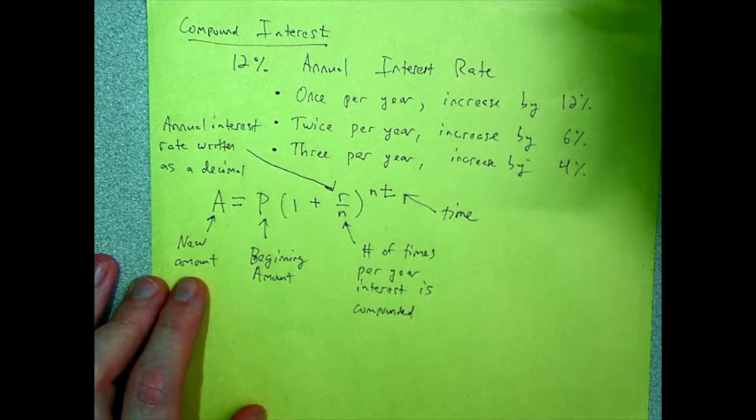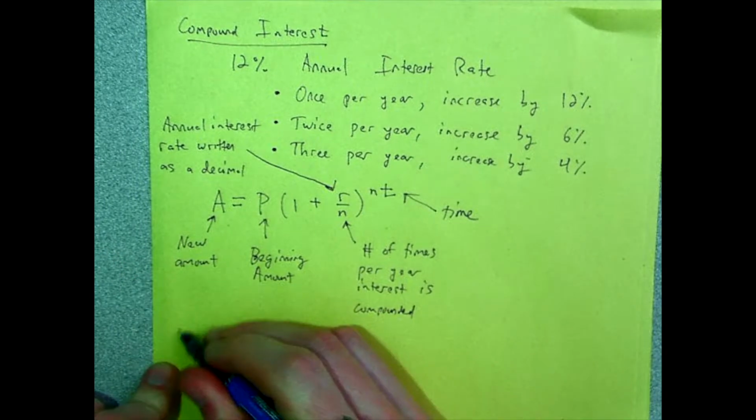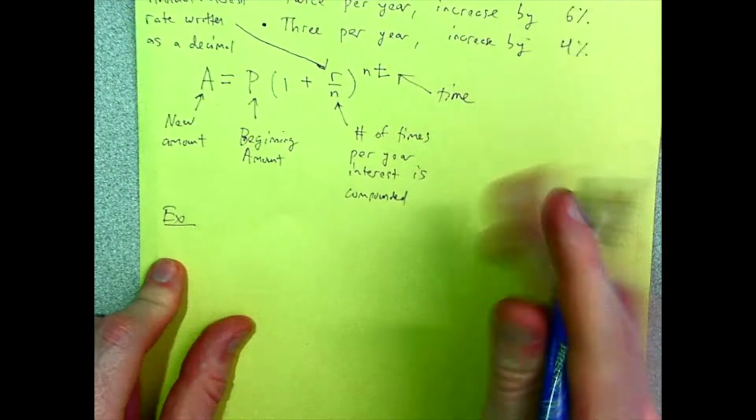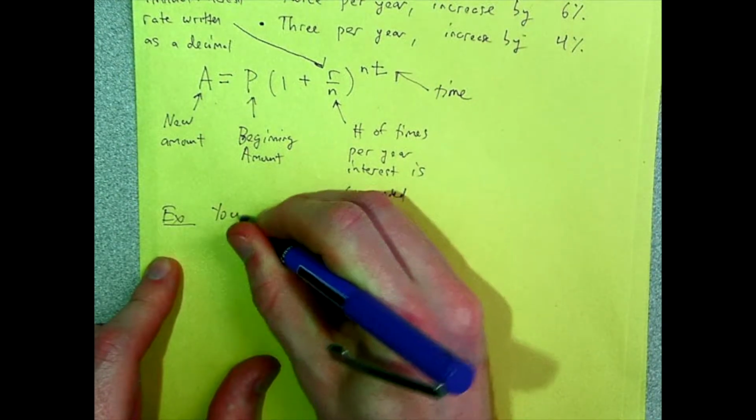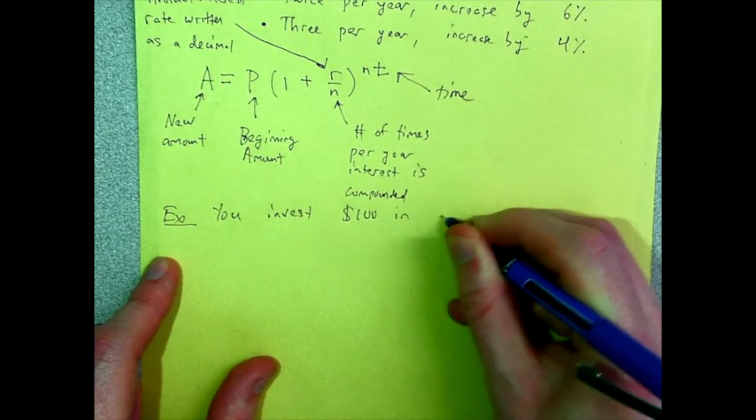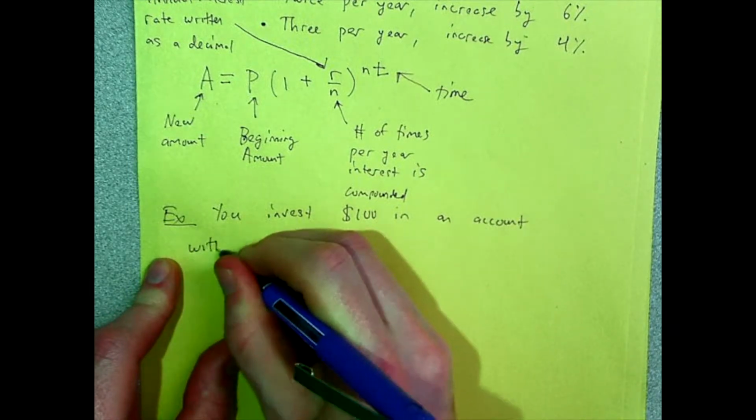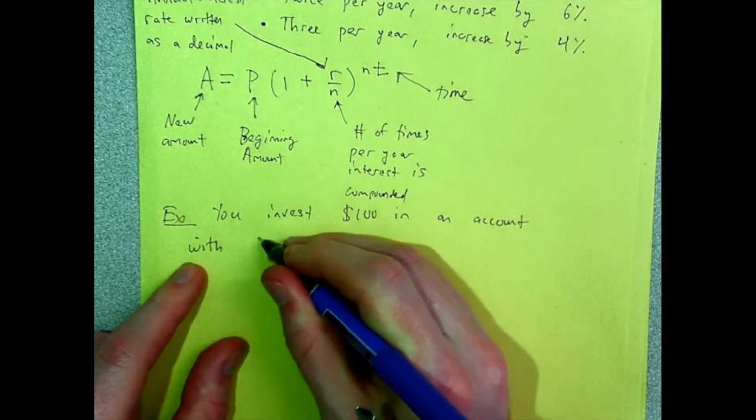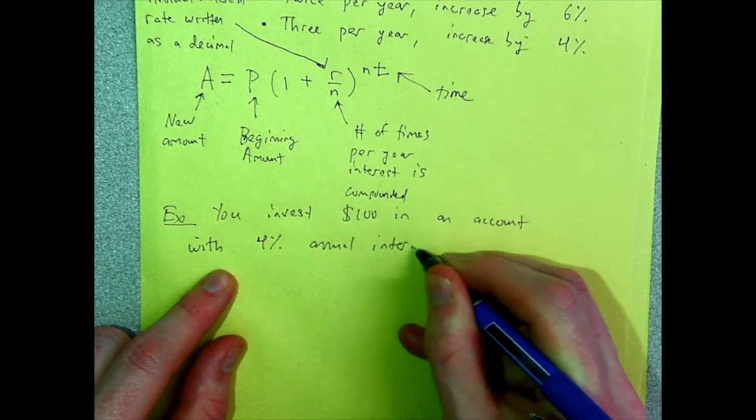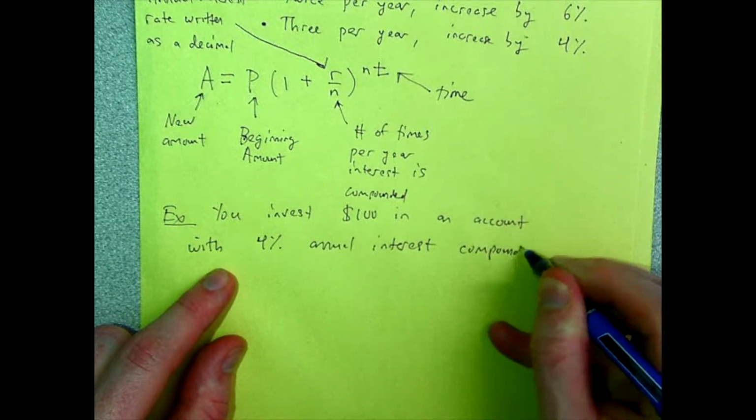Okay, so this is the formula, and you can use this to answer questions like, well, let's just do an example. So short, easy example. Let's say that you invest $100 in an account with, I don't know, 4% annual interest. And let's say that it is compounded monthly. Okay.